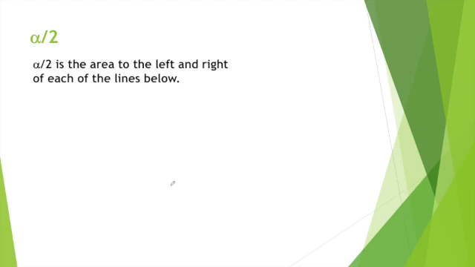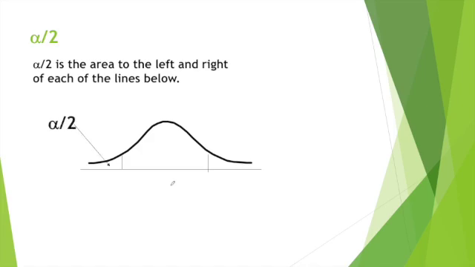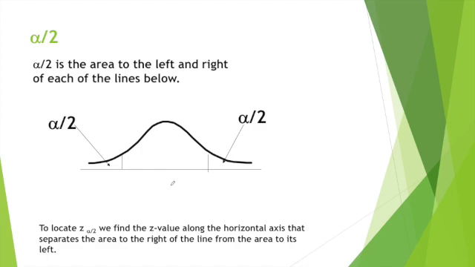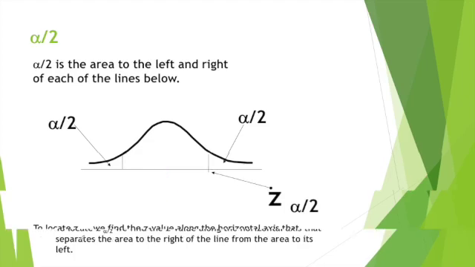So remember that alpha sub 2 is going to be the area to the left and right of each of these lines below, kind of like I drew on the last slide. And to locate z sub alpha 2, we find the z value along the horizontal axis, so how many standard deviations we are away from the mean, right? Remember, that's what z values stand for. We're going to find that.